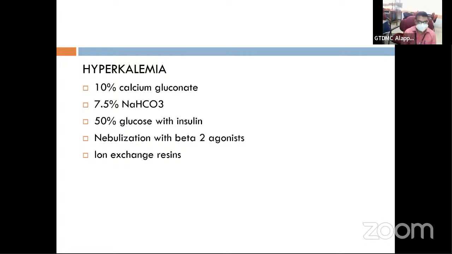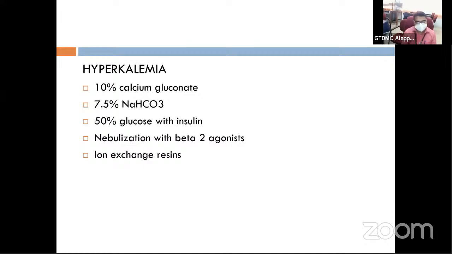Another agent used for hyperkalemia management is nebulization with beta 2 agonists like salbutamol. It usually helps to lower the potassium levels. Finally, if hyperkalemia is not responding, you can even use ion exchange resins.